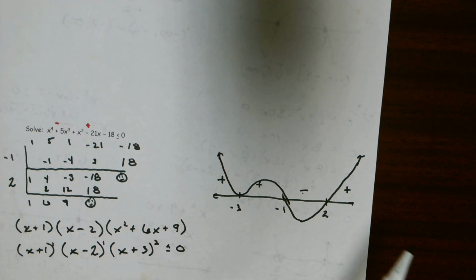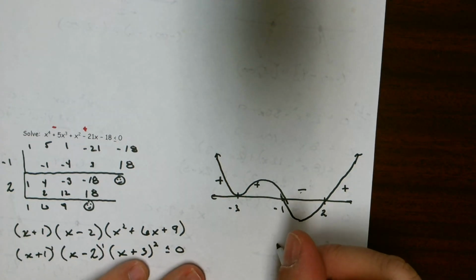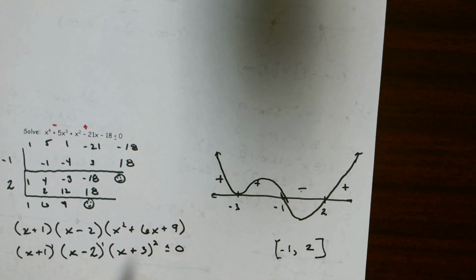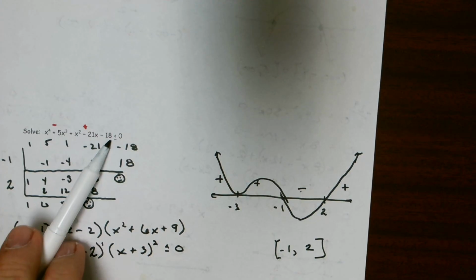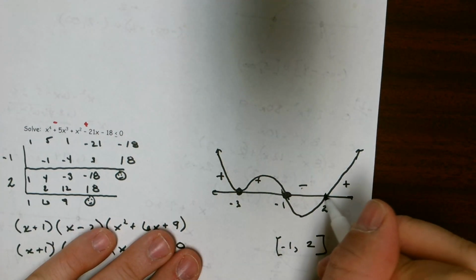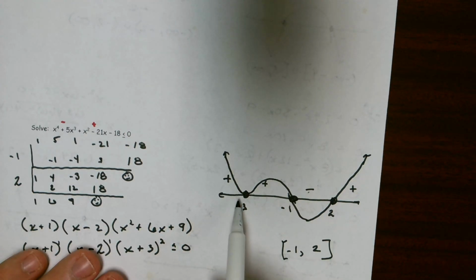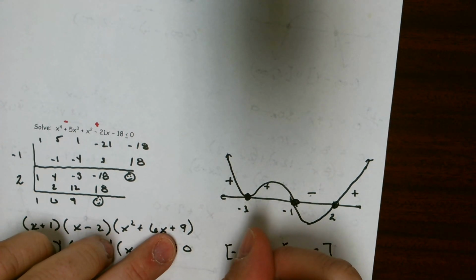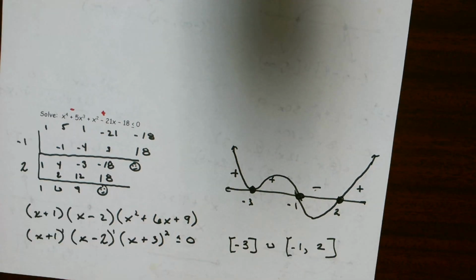Now, people see the obvious one, between negative 1 and 2. You are correct. Negative 1 and 2. But we're being asked where is it less than or equal to. So we want to include all these points. And right here at negative 3, we are equal to 0. So we can't forget about negative 3, where we are also equal to 0.